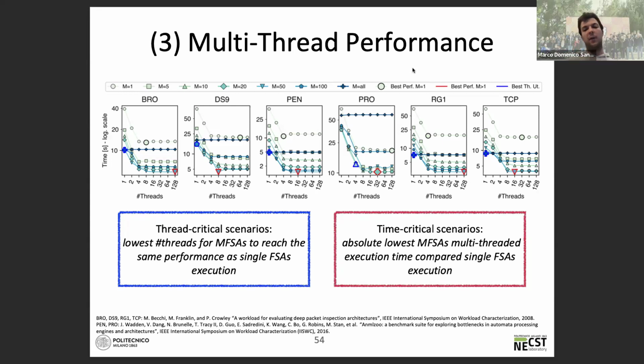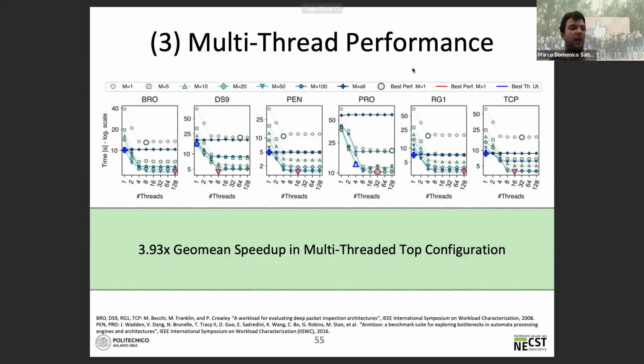Then if we have no limits about how many threads we want to use, and we want to achieve the maximum number of MFSA and threads, so we want to have the lowest latency in absolute values, we can see that in red, we can lower with a geomean speed up in top configuration that is about 4 per with respect to not having used the MFSA model and in the multi-thread evaluation.